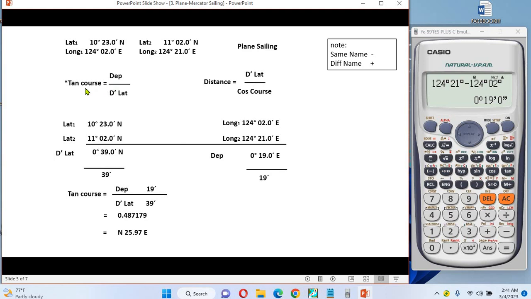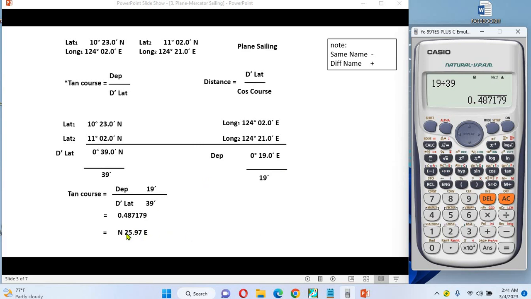The tangent of the course is equal to departure over d lat. So departure is 19. So 19 over d lat, which is 39. So 19 over 39 equals 0.4871, the same answer. So why northeast? Because latitude is north and longitude is east, so northeast.